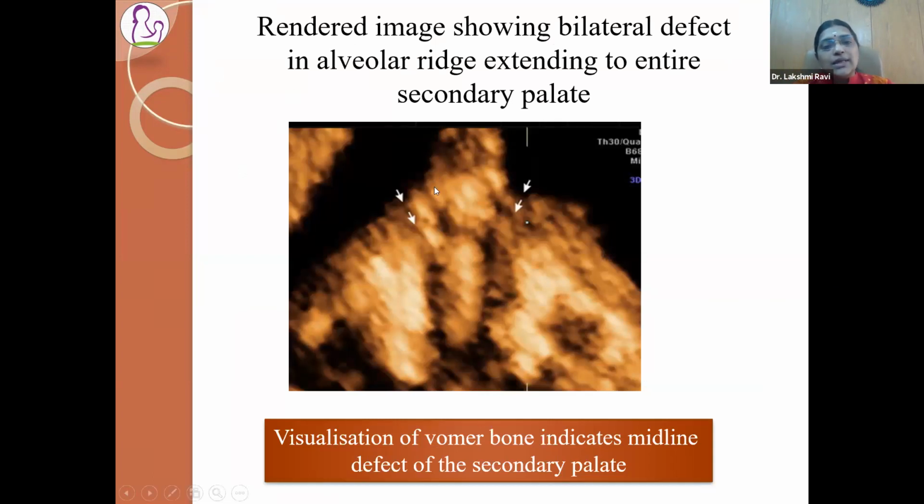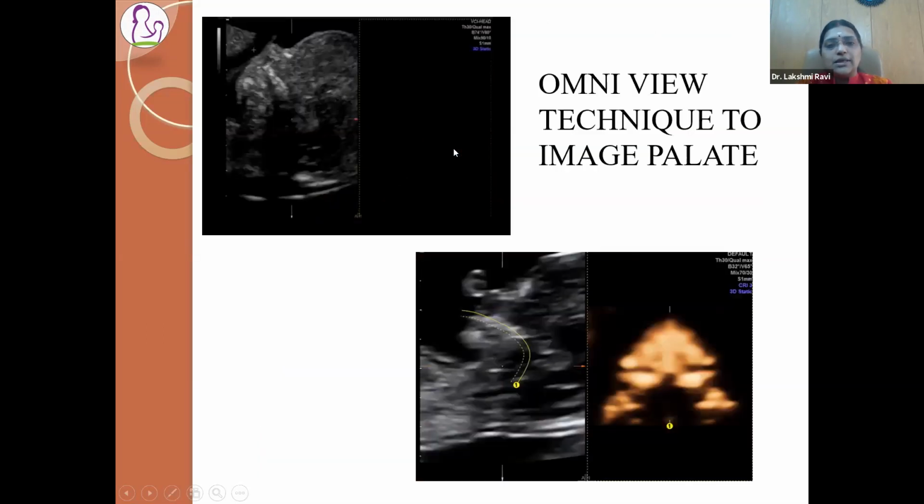So this is once again what I have shown you, a bilateral cleft lip and palate. What you see in the center is the vomer, is the nasal septum, and you see the two paramedian clefts extending sideways, and this is a premaxillary protrusion sitting here.